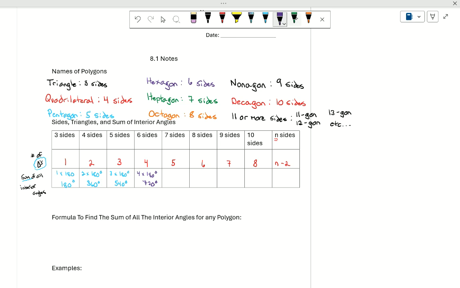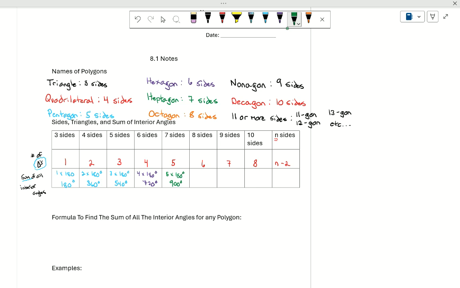Okay, a seven-sided shape, known as a heptagon, we were able to create five triangles. Five triangles times 180 degrees gives me 900 degrees. So that means all the angles in a seven-sided shape, a heptagon, will have a sum of 900 degrees.